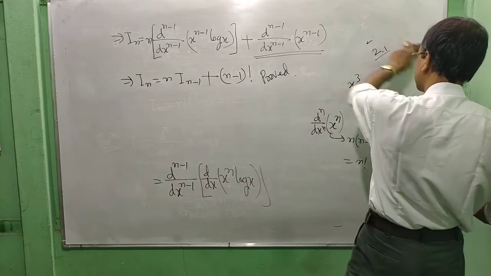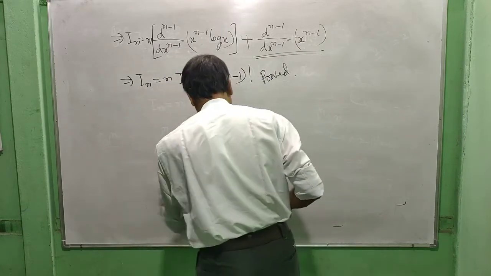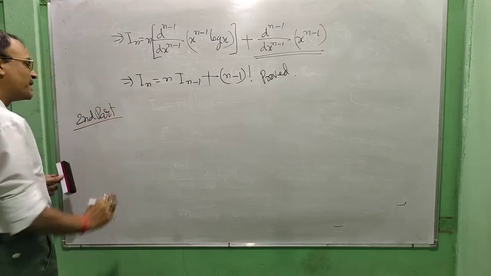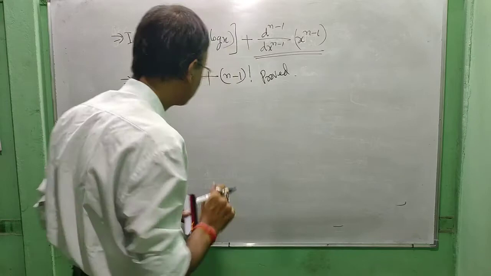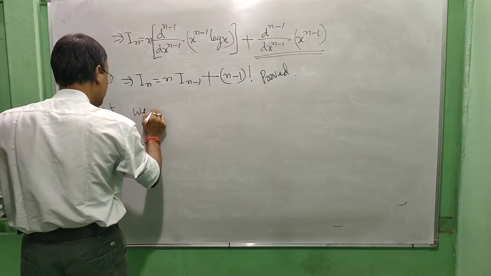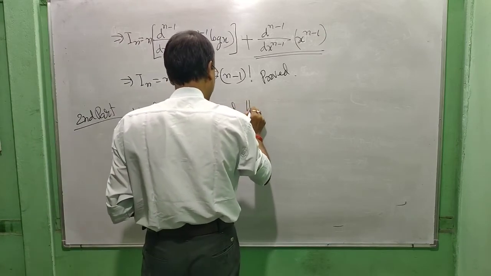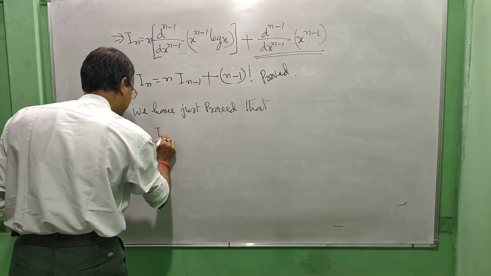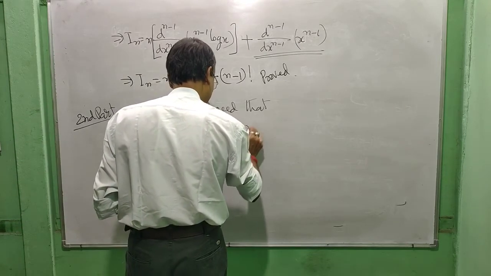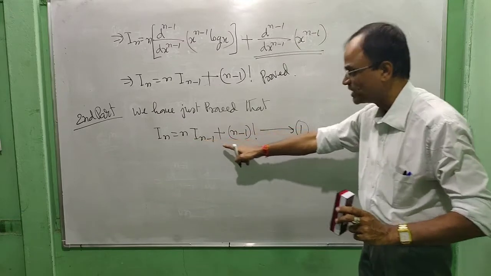Now we are going to prove the second part. The second part is given that we have just proved that I_n is equal to n I_(n minus 1) plus factorial n minus 1. Suppose this is number 1. We have just proved this.